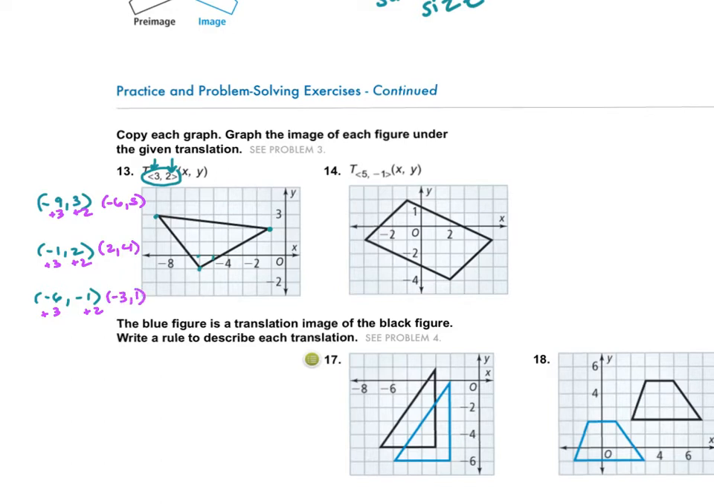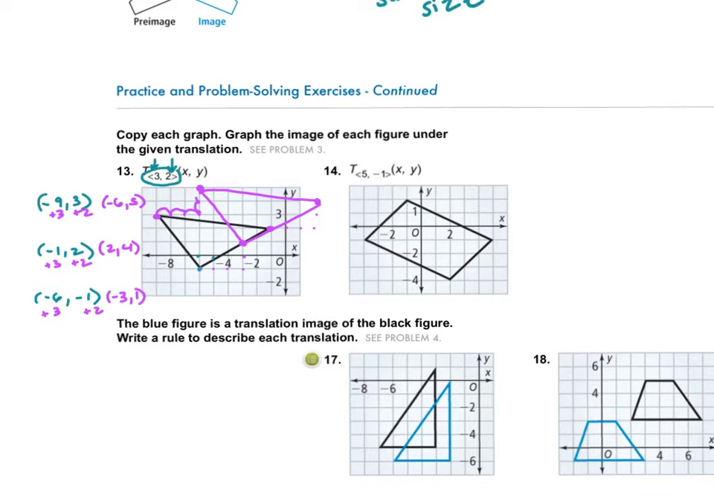Or you can literally just count your points. So this one to the right 3, 1, 2, 3, and up 1, 2 would move your point here, which would also be that (-6, 5). This point, right 1, 2, 3, up 2 would be here, which would be that (2, 4). And right 1, 2, 3, and up 1, 2 would move that point there, which is that (-3, 1). Then connect your new points, and that's what your translation looks like.